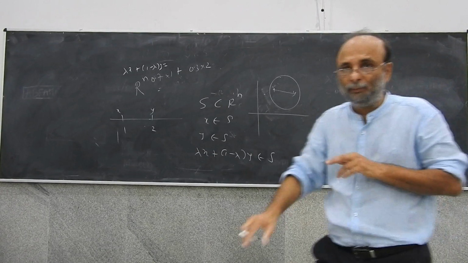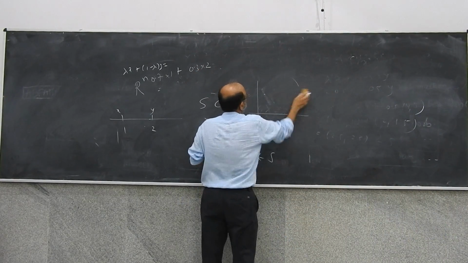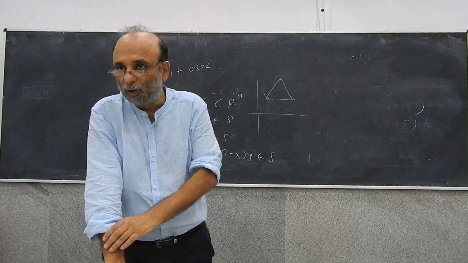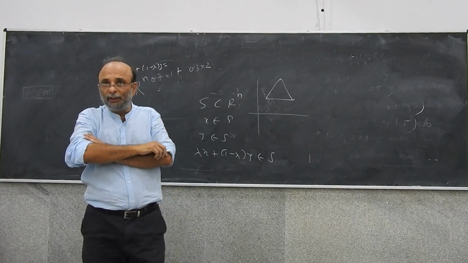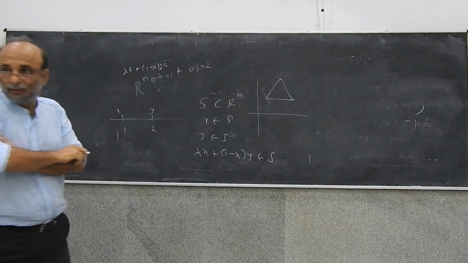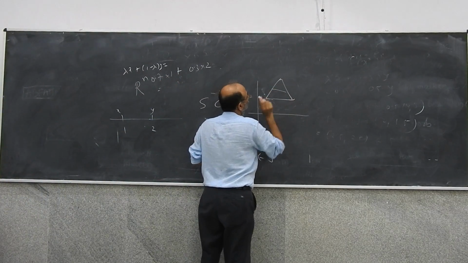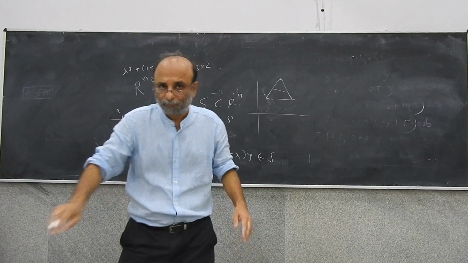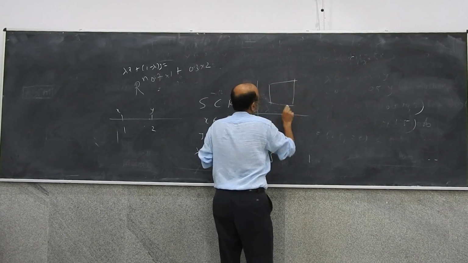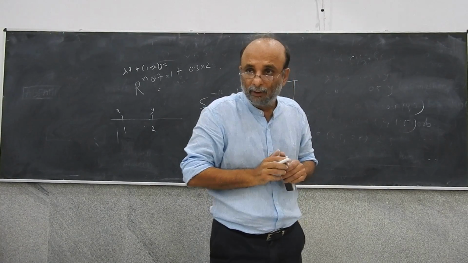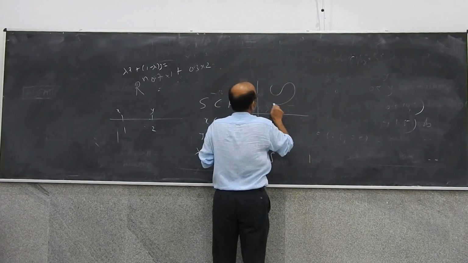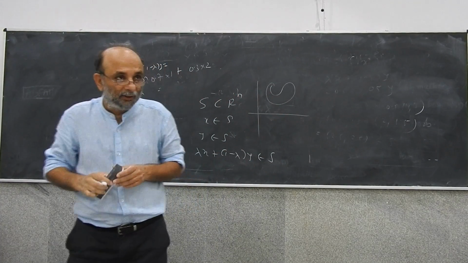Now tell me whether this is a convex set. Will the line joining any two points in this set also lie entirely in this set? Yes. Okay. Will this be a convex set? Will this be a convex set? No.